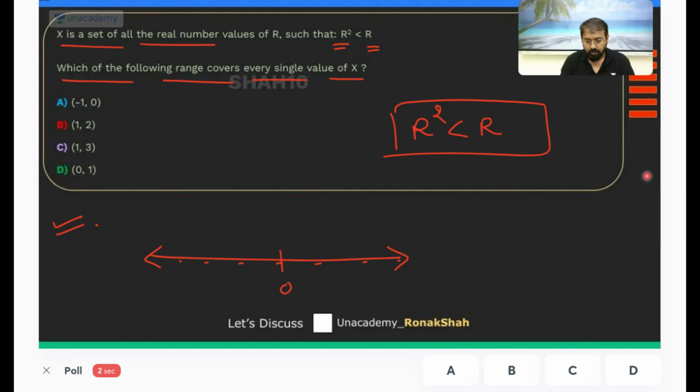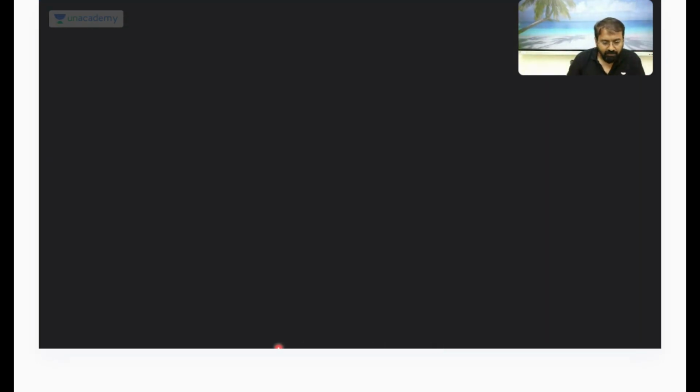Okay, sure. Let's understand, guys. Pay attention. Guys, do you all agree? Everyone, pay attention and understand this part.